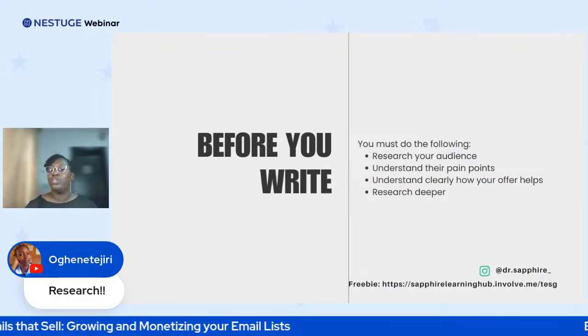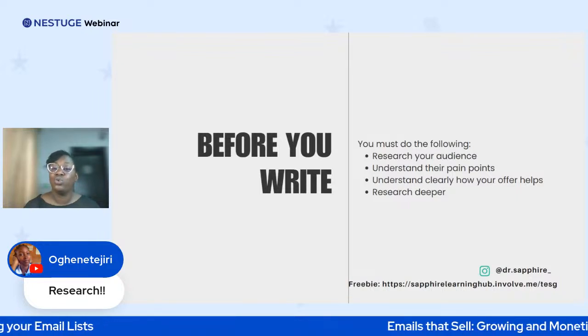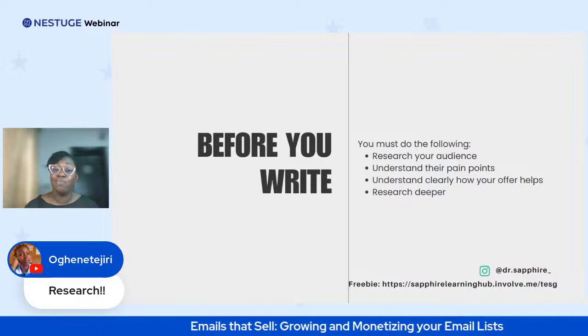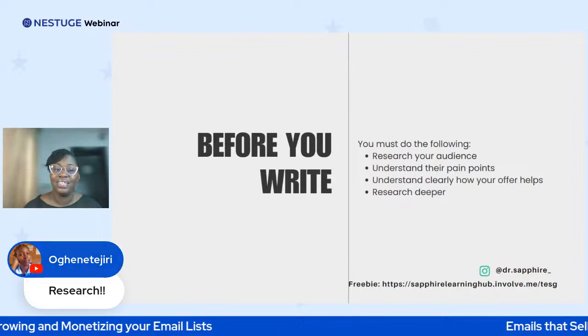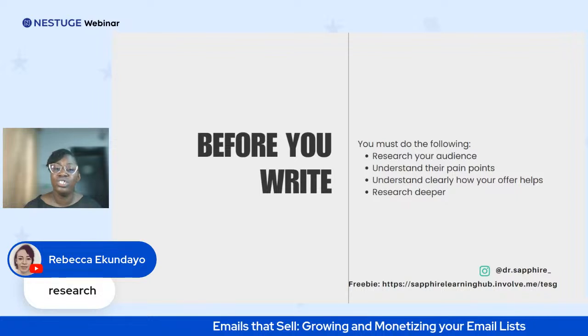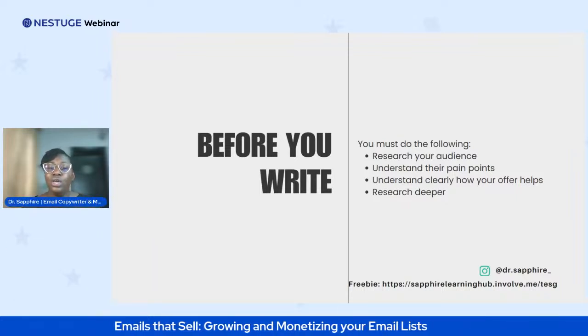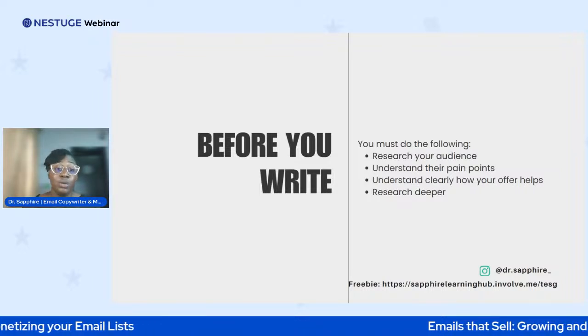This is why, from the beginning, I said, who do you want to serve? How do you want them to see you? Do you understand? All of those questions are important in ensuring that you send the right emails to the right people at the right time. So, in order to do that, you must research, understand their pain points, understand clearly how your offer can help, and of course, go deeper into who these people are.